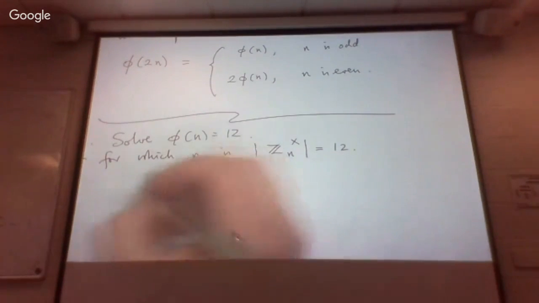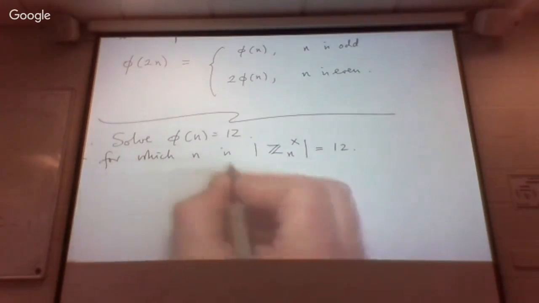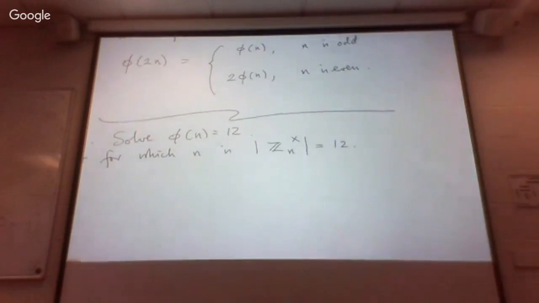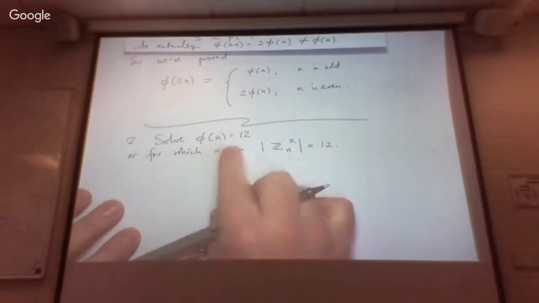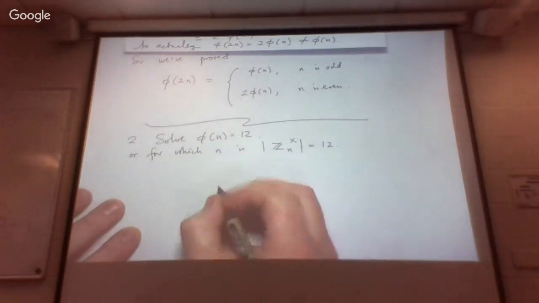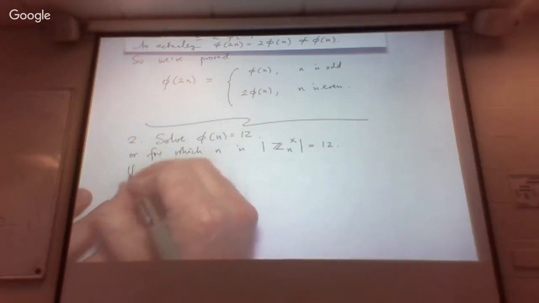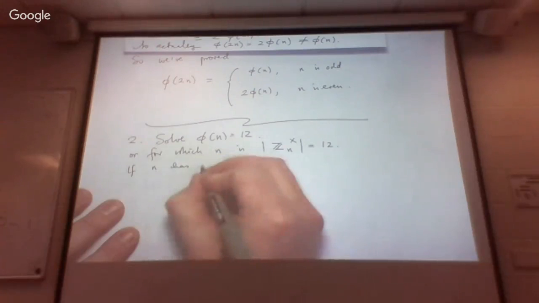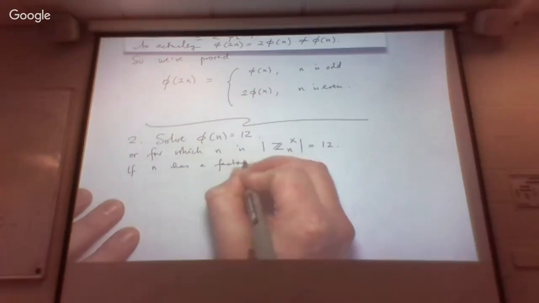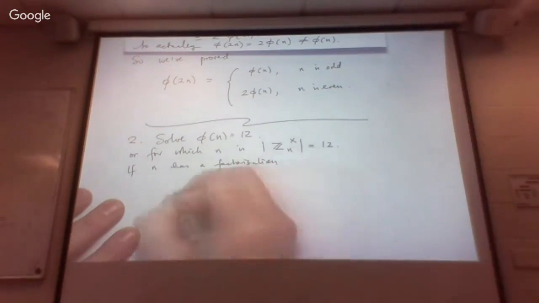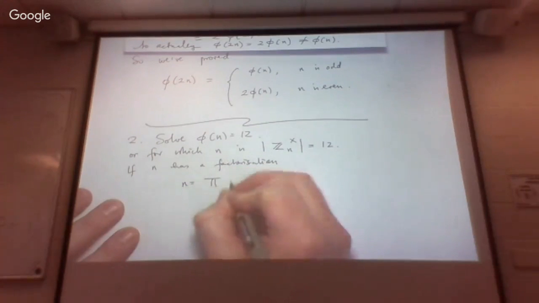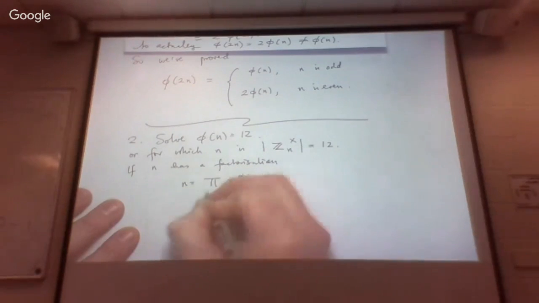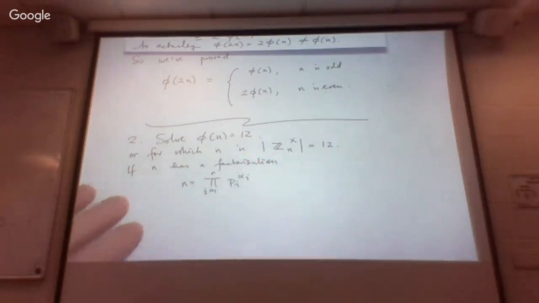So we begin this. At the moment, we don't know what n is. How might n be a solution to this? Well, if n has a factorization, and we don't know anything about n to begin with, we have to allow it to have a completely general form for its prime factorization. So this is how we've normally been writing this.